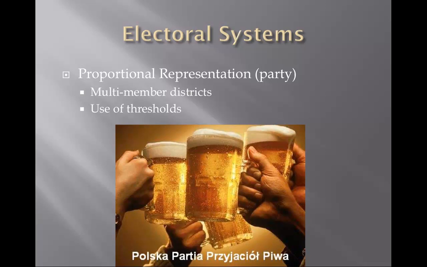So the picture that you see here is from the Polish 1991 elections, where you had almost 20 parties in parliament. Again, in the United States, we're talking about basically 2 parties. In Poland, we were talking about 20 parties. One was called the Polish Beer Lovers Party, Polska Partia Przyjaciół Piwa. It was started in 1990 to encourage a sort of cultural transition from vodka to beer. It's really about fighting alcoholism.